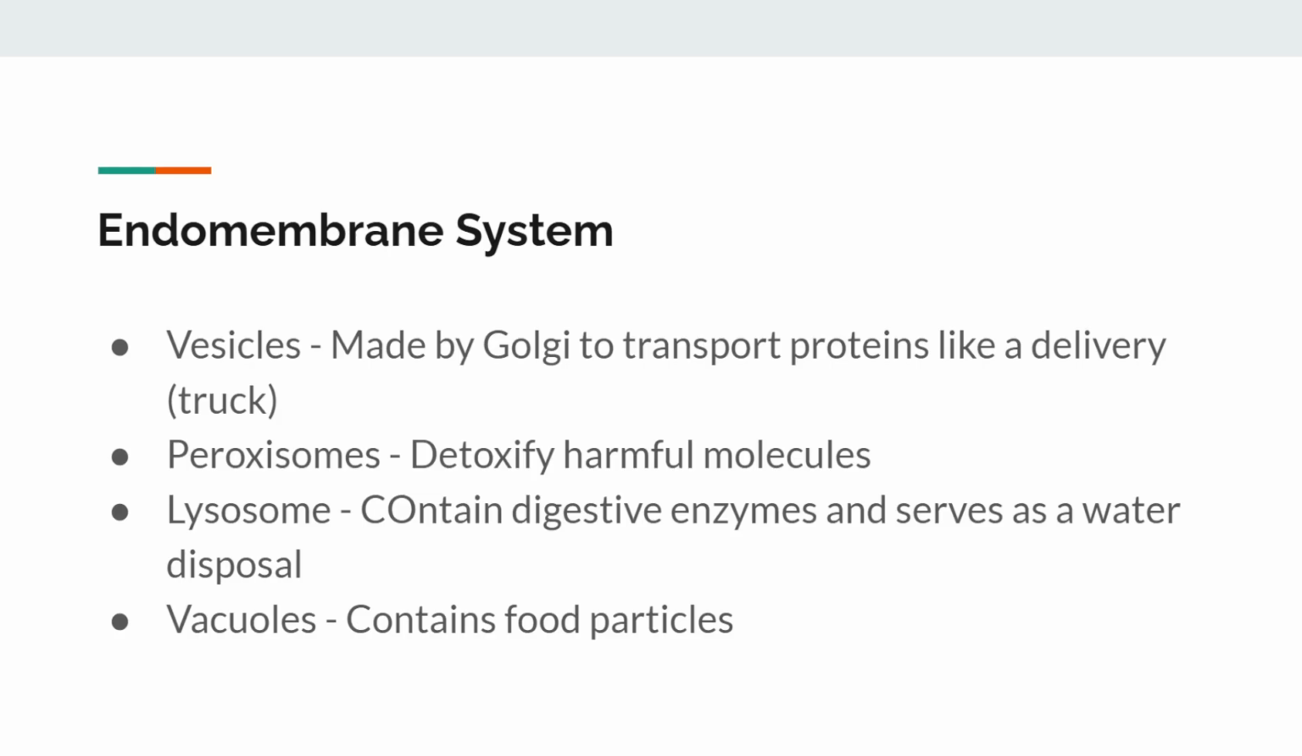So the endomembrane system is four things, and these are the four things you'll need to know. Vesicles, which are made by Golgi to transport proteins like a delivery truck. You'll hear this often, especially if you study neurology or neuroscience, like synaptic vesicles. Vesicles typically just mean something that transports something. Peroxisomes detoxify harmful molecules. Lysosomes contain digestive enzymes and serve as waste disposal. And vacuoles contain food particles.